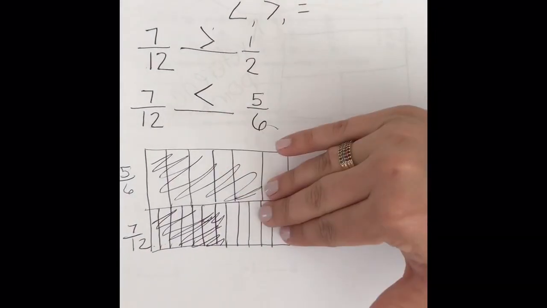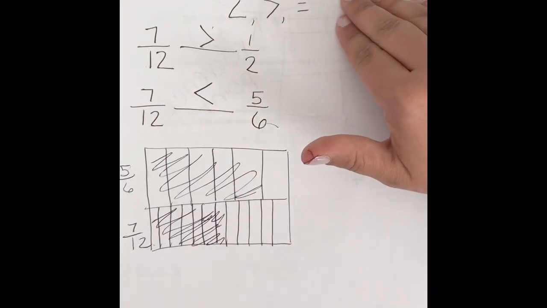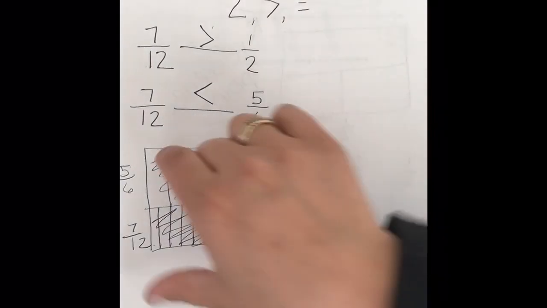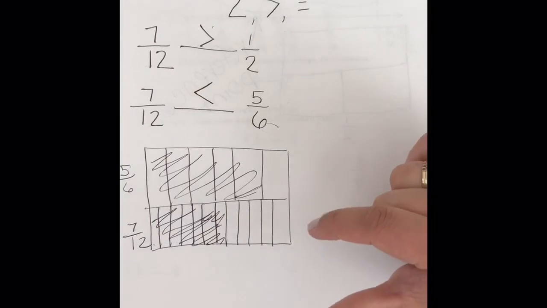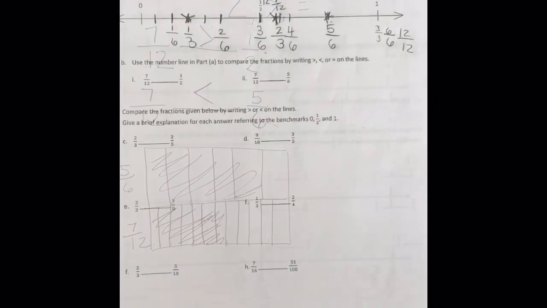Completely up to you. You could draw the picture or you could do the number line. Remember, when you draw that picture, the one whole has to be the same. If not, it doesn't work, okay?